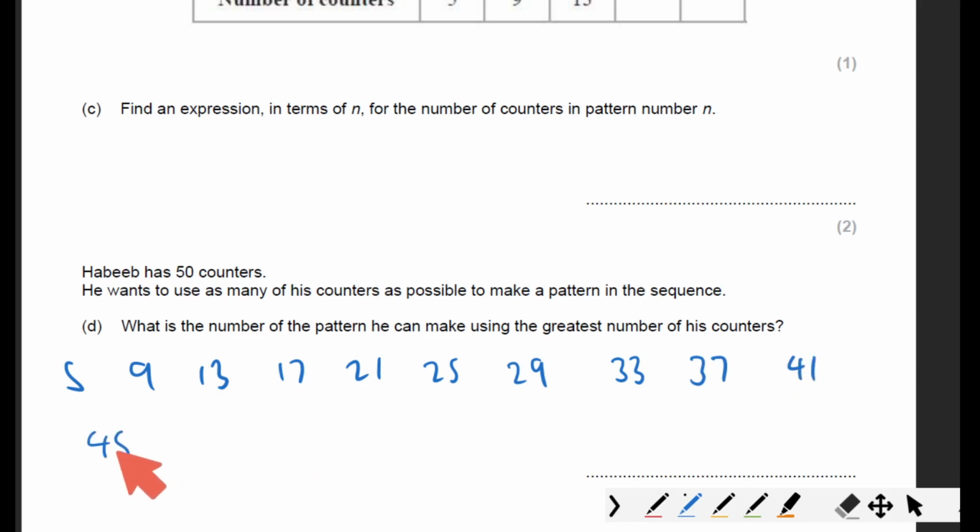If you add another 4, it'll be more than 50 counters. So that's pattern number 1, 2, 3, 4, 5, 6, 7, 8, 9, 10, 11, 12. It's the 12th pattern. With the 12th pattern, you can have 49 counters. Habib has enough for that.